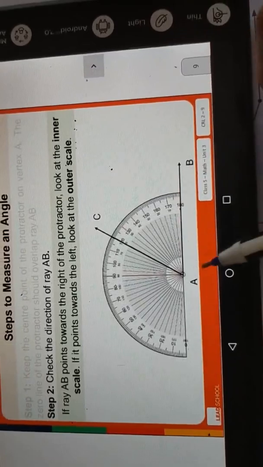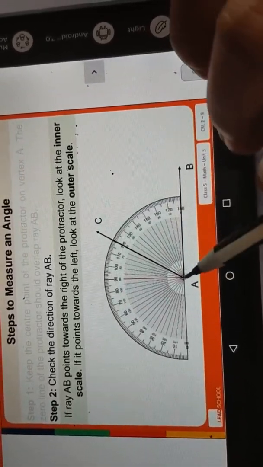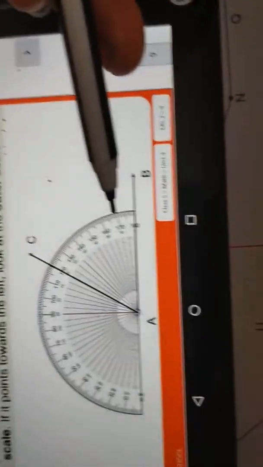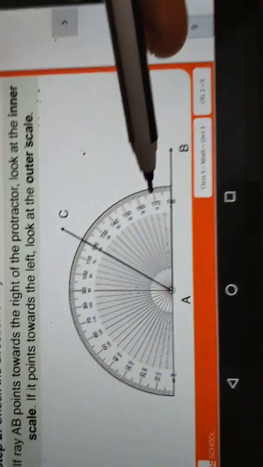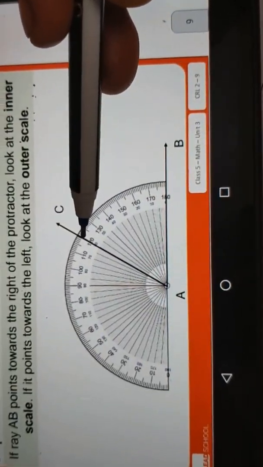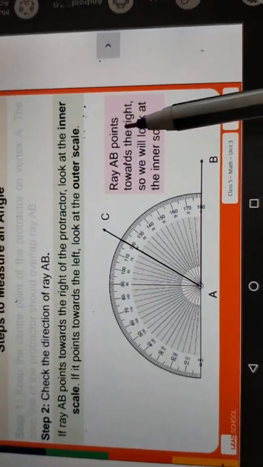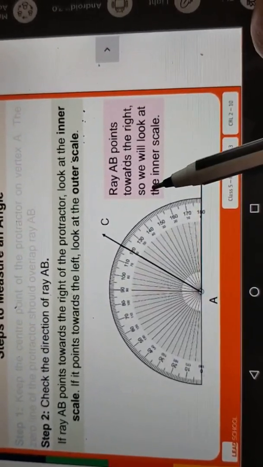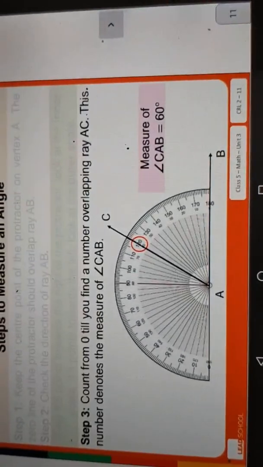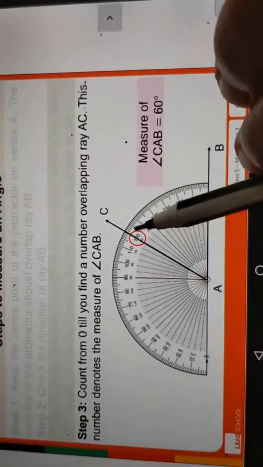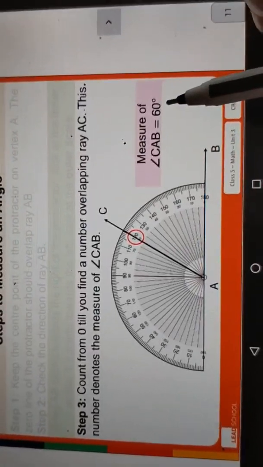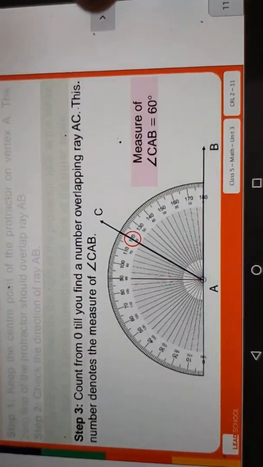So look here, AB is at 0 and AC is at 150, but we have to find the inner scale. In the inner scale, look here, small numbers are there: 10, 20, 30, 40, 50, and this one is 60. Got it? Ray AB points toward the right, so we look at the inner scale. We counted this earlier, so this one is 60. So angle CAB is equal to 60 degrees.